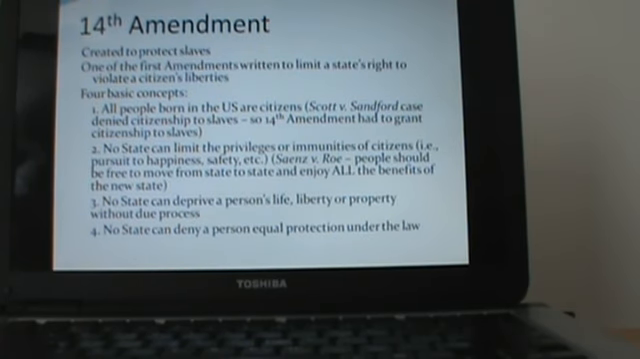More about the 14th Amendment. First, it was created to protect slaves.